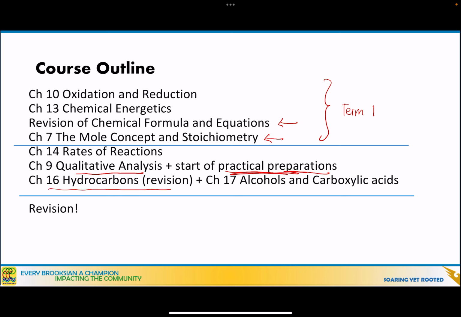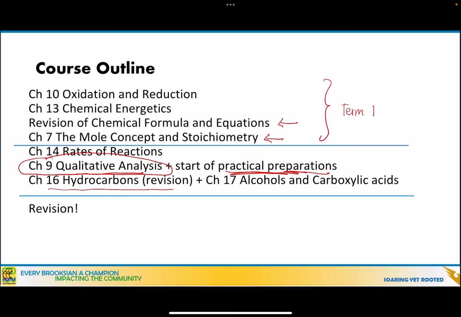Chapter 16 actually has been covered last year. It's on alkanes and alkenes. But in Sec 5, you will learn part 2 of organic chemistry, which is Chapter 17. So I am a bit worried that some of you might have forgotten your concepts on alkanes and alkenes. So it will be good for us to recap a little bit and then move on to Chapter 17. Honestly speaking, in terms of content, how much you need to cover in Sec 5 is not a lot. The most difficult topic is Chapter 9. That's the one that I think some of you might struggle more.